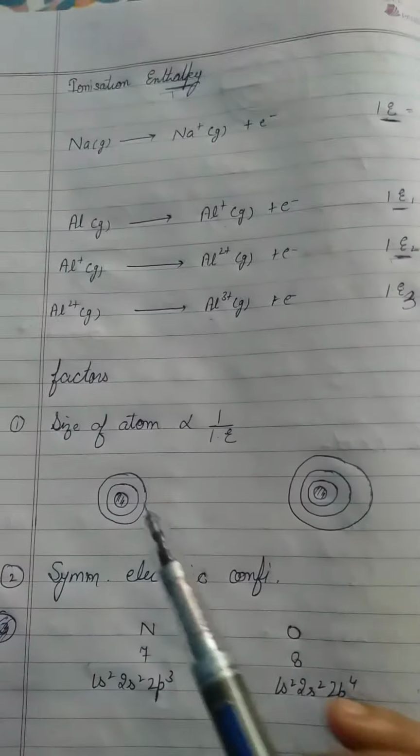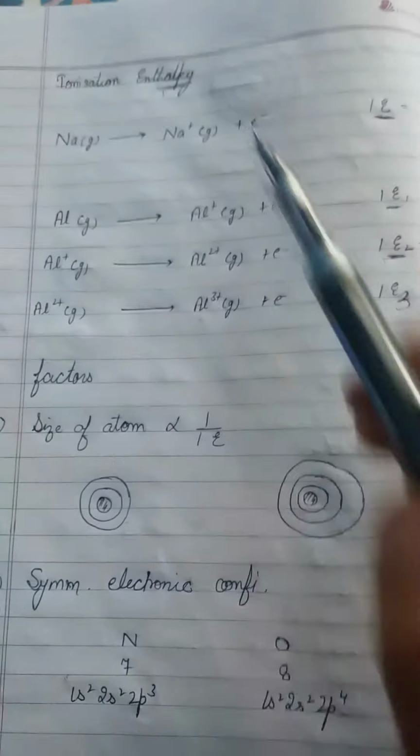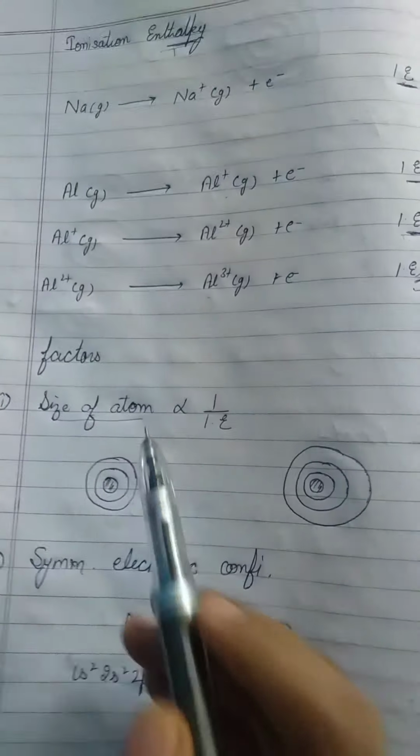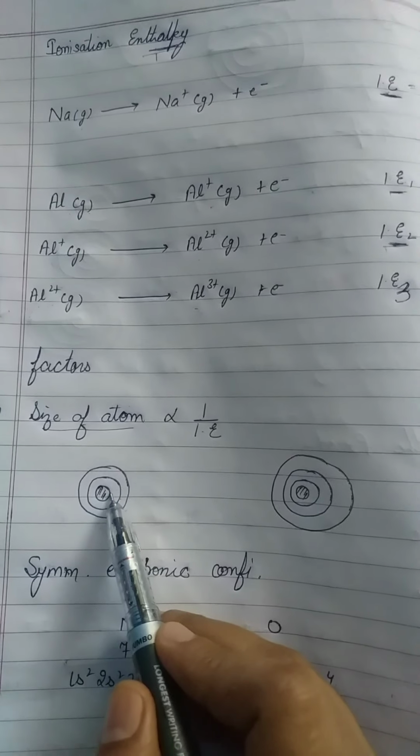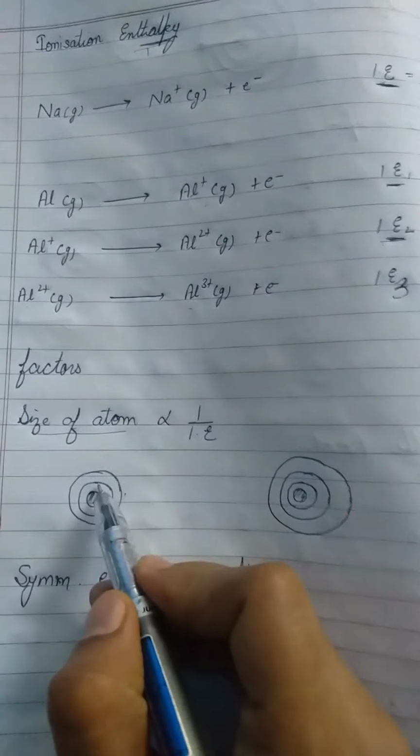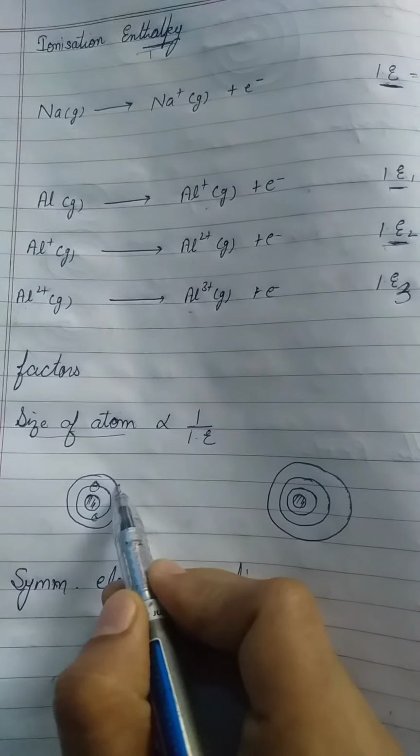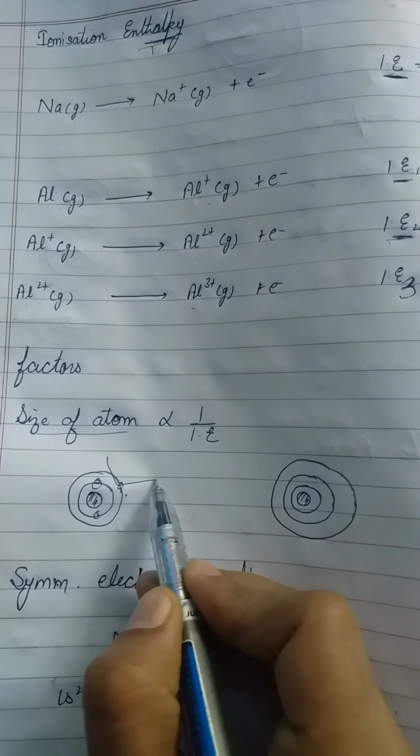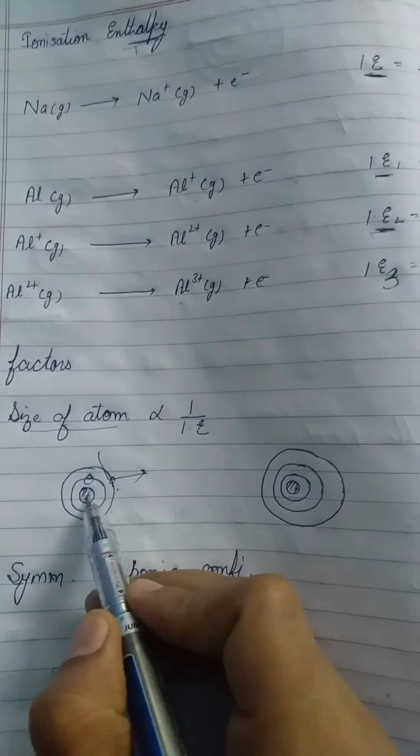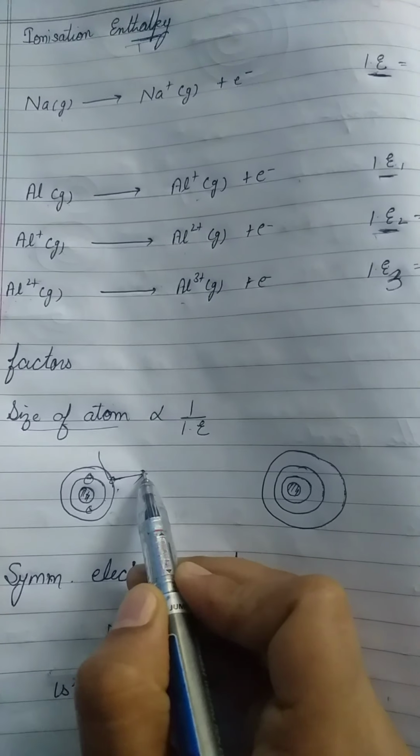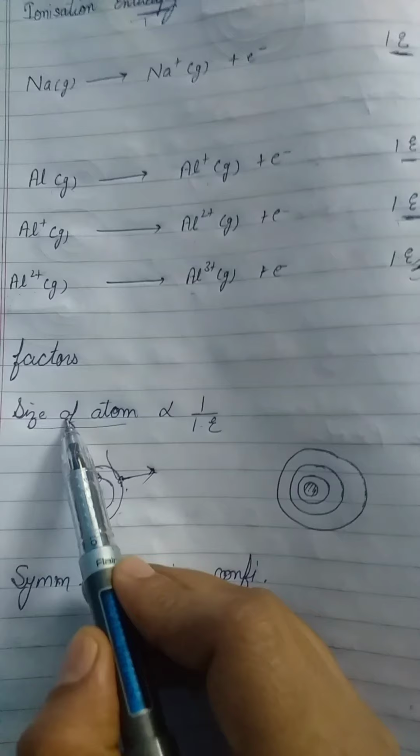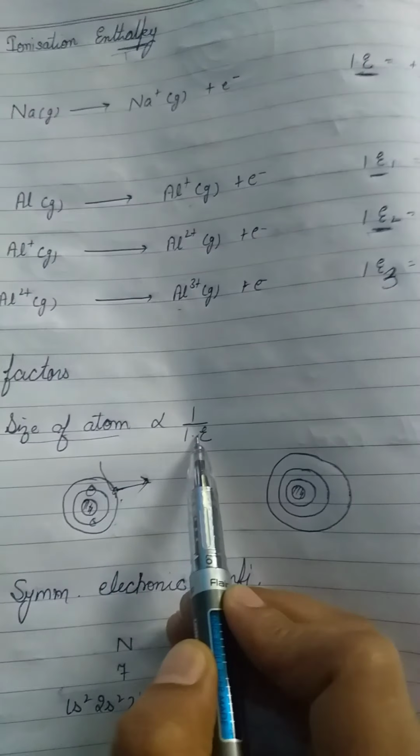Now there are some factors which affect the ionization enthalpy. Suppose we have first the size of the atom. Now we have a small atom. You can see this is a small atom, and we have to remove the electron from this atom. It becomes very difficult to remove this electron because the nucleus is attracting this electron, right? So we need a high amount of energy. So if the size of the atom is small, IE is high.